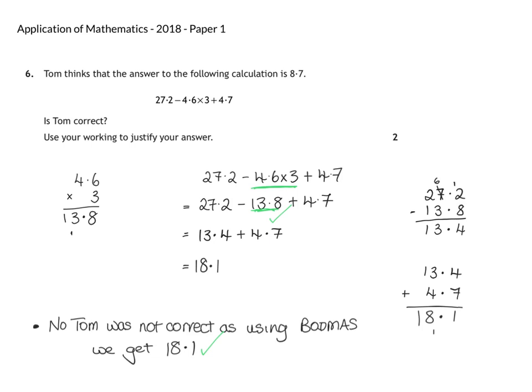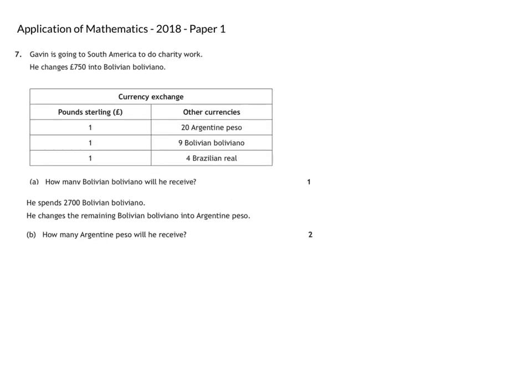Right, so getting through these, and now on to question 7. Okay, so question 7, we have Gavin is going to South America to do charity work. He changes £750 into Boliviano. We have how many Boliviano will he receive? So we need to work that out. So by changing to another currency, we need to multiply.